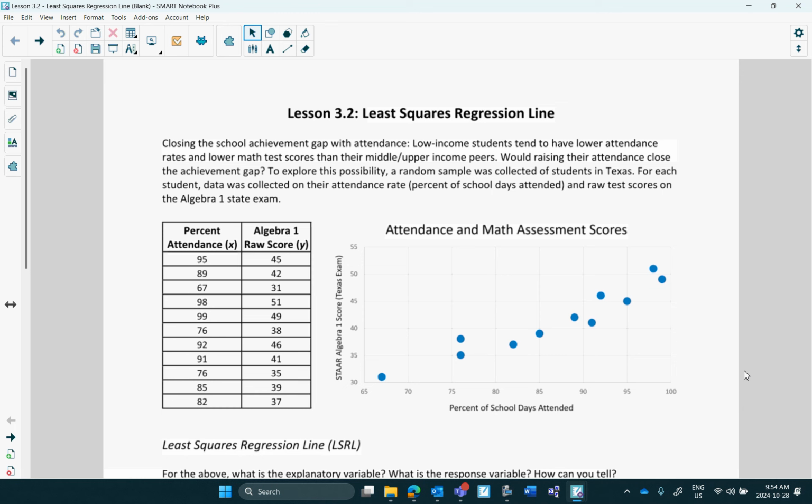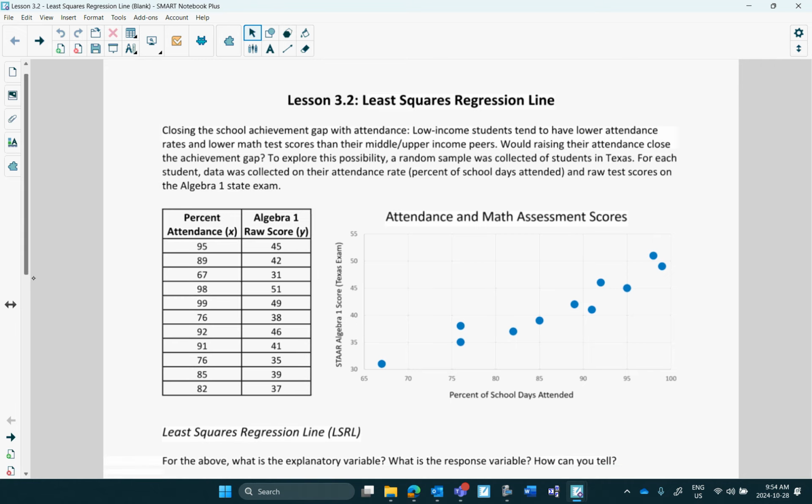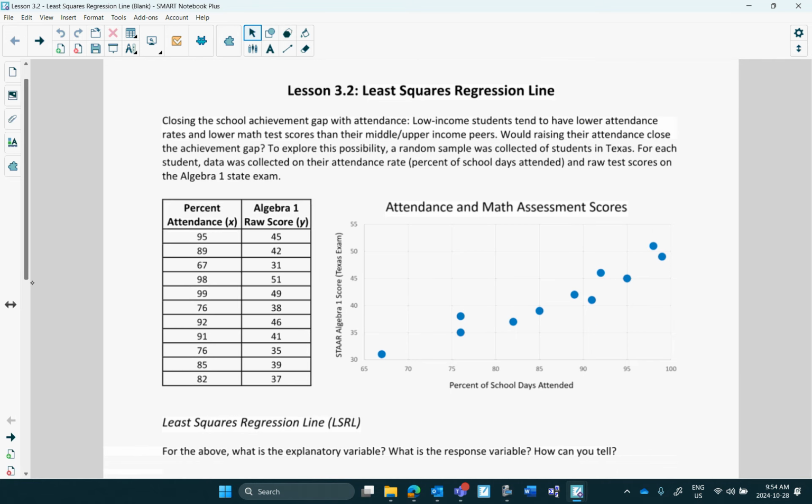We're going to focus on that today. So here's an example, because we usually start with this example. Low-income students tend to have lower attendance rates and lower math test scores. So a study was done, or a random sample of students in Texas was collected, and their percent attendance was recorded along with their raw score, that's not a percentage score, how they did on an algebra state exam.